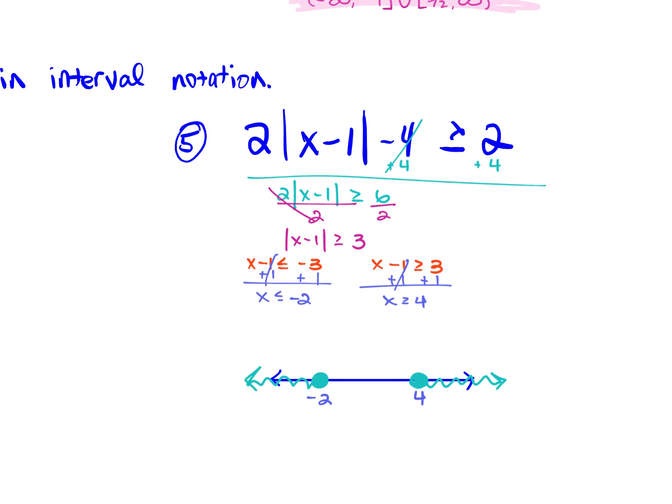If you were to test, you can look at this. A number between negative 2 and 4 is 0. If you plug in the 0, you would have 2 times the absolute value of 0 minus 1, which is the absolute value of negative 1, which is just positive 1. So 2 times 1 is 2, minus 4. 2 minus 4 is negative 2. Negative 2 is greater than or equal to 2 is not a true statement, so you know that the shading in between should not be there. So put this in interval notation. You're going from negative infinity up to negative 2, including the negative 2, with a union of 4, including the 4, to positive infinity.